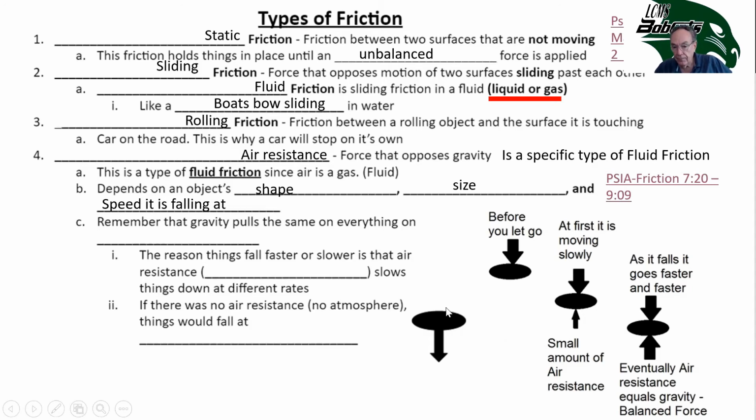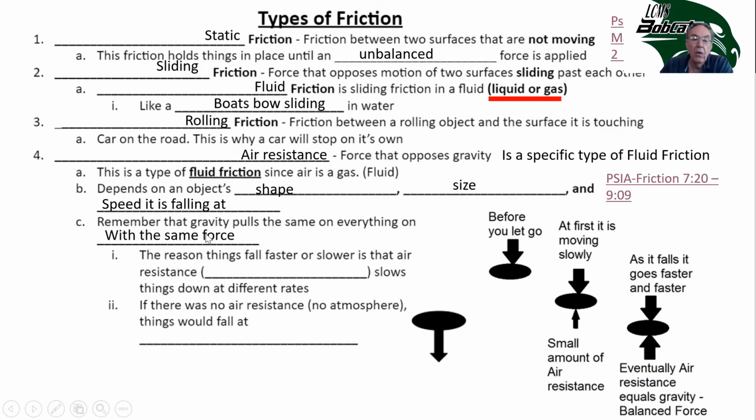Over here, I showed that if there was no air resistance, only the force of gravity would be acting on the object, and there would be nothing pushing underneath of it to slow it down. So it would just continue to fall faster and faster.